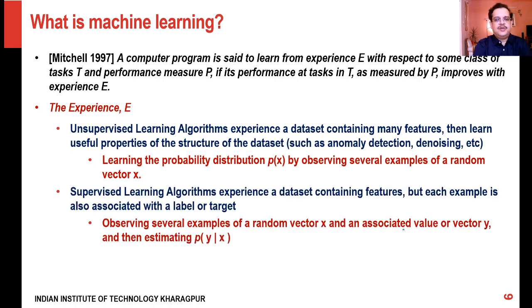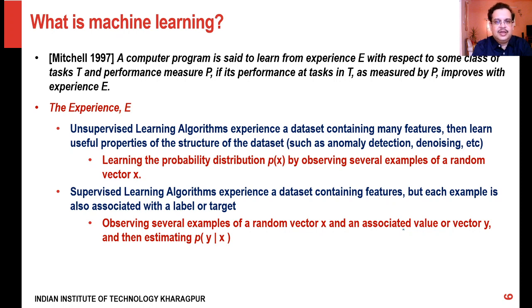On the other hand, a supervised learning algorithm has again a data set containing many features, but each example is also associated with a label or a target. So there is something that I am trying to learn. Maybe I am trying to learn the vector y, for example, and what I am given is, for various combinations of values for the random vector x, the value y, and I am trying to estimate the probability of y given x, as opposed to learning just the probability of x in the unsupervised case.